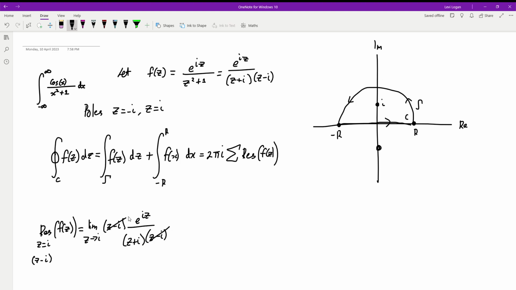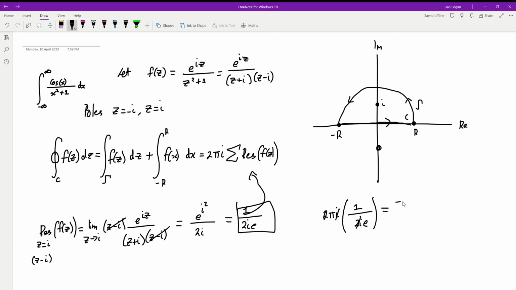That cancels. As this limit approaches, we're going to have e to the i squared at the top, and we're going to have 2i on the bottom. So simplifying that, that goes to 1 over 2ie, I think. Yep. So then we place this up here. So we're going to have 2 pi i multiplied by 1 over 2ie. The 2i here cancels there. So we're left with pi over e.